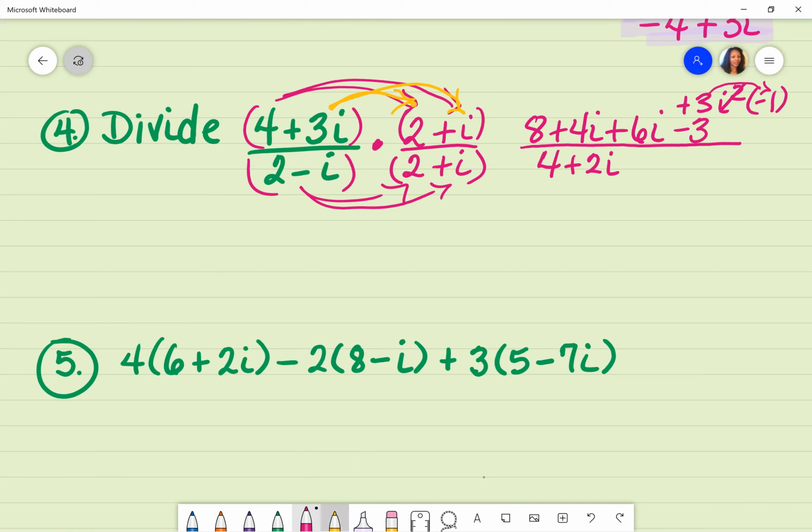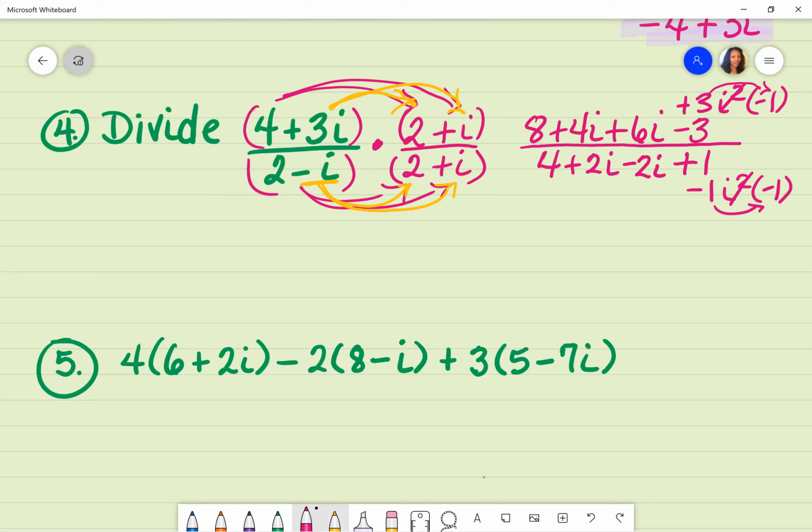And then I go back to my second term, including the sign, -i times 2 and negative i times positive i. So here, this time I'm going to have a negative 2i, and I have a negative 1 i squared. And that i squared, again, turns into a negative 1. So negative 1 times negative 1, we're just going to change the sign, positive 1.